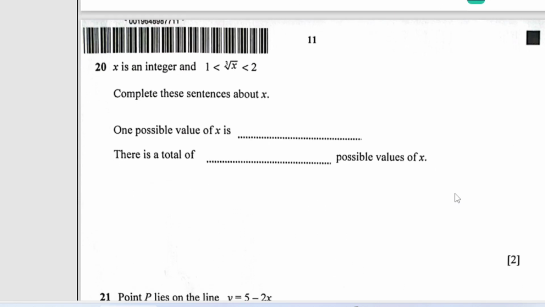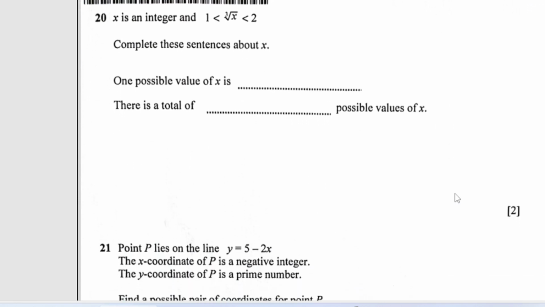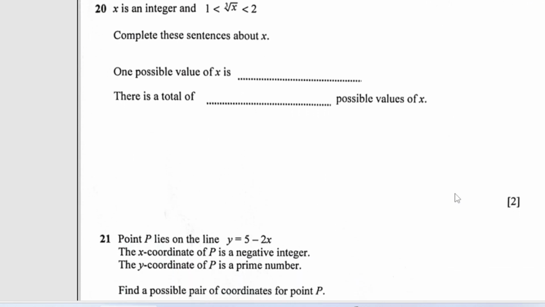Now next question, number 20. x is an integer and 1 is less than the cube root of x and less than 2. Complete this sentence about x. One possible value of x: you see we have two conditions here, so this one and this one. x is an integer, so it should be cube root of x.